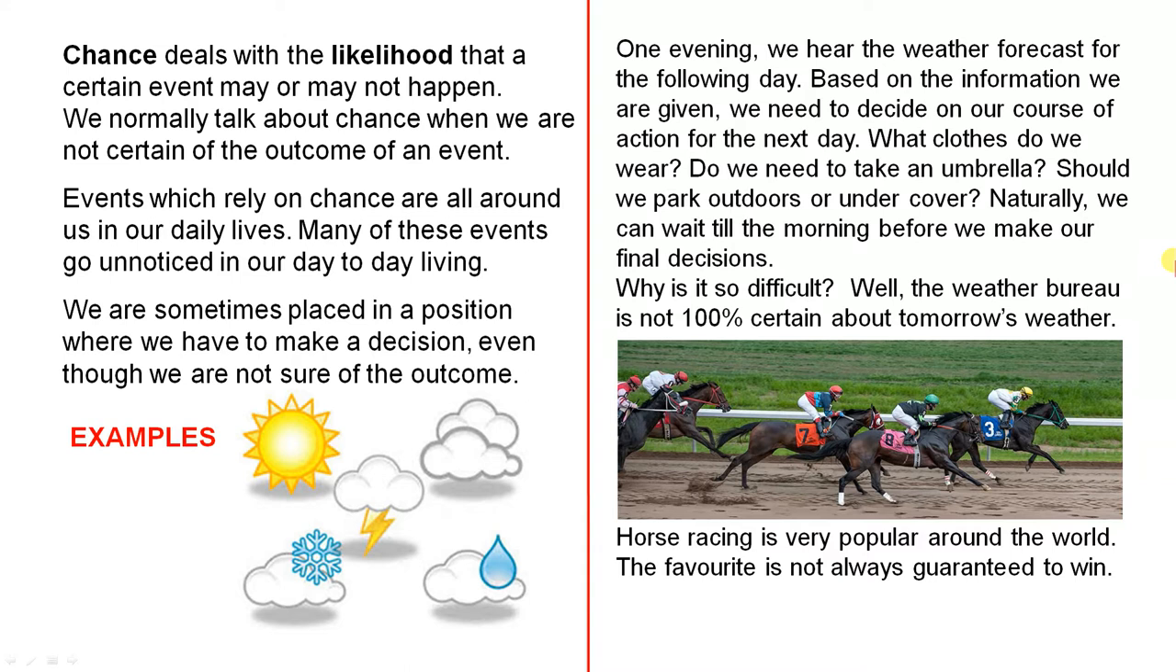We are sometimes placed in a position where we have to make a decision, even though we are not sure of the outcome. Here's a good example. In the newspaper or on television, you might see these icons here, giving you an indication of what the weather could be like. One evening, we hear the weather forecast for the following day. Based on the information we are given, we need to decide on our course of action for the next day.